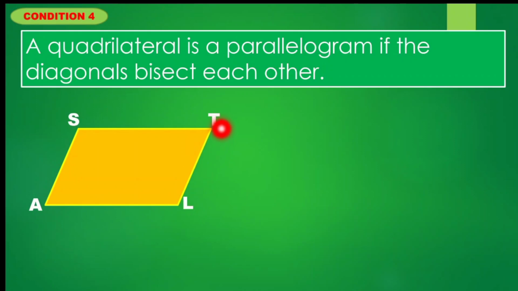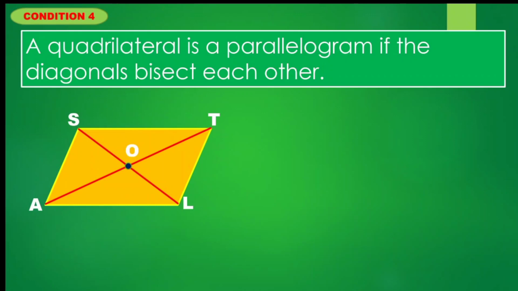S-A-L-T. If we connect vertex S to vertex L, you would have a diagonal. And with vertex T and vertex A, we could have a pair of diagonals. Okay, so you have it here. They bisect each other. When you say the word bisect, it means it is being divided into two equal parts.